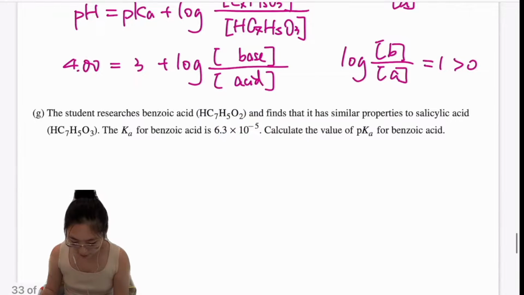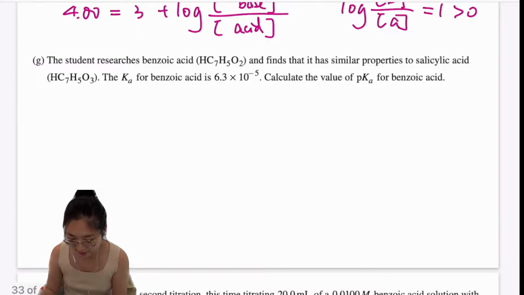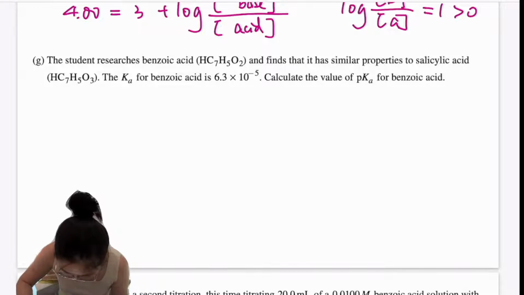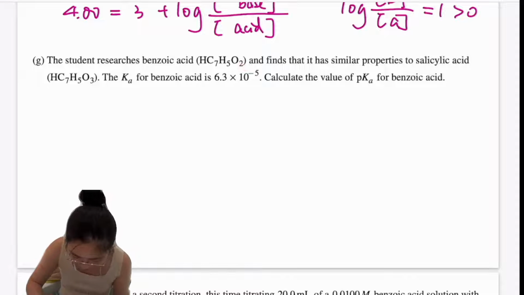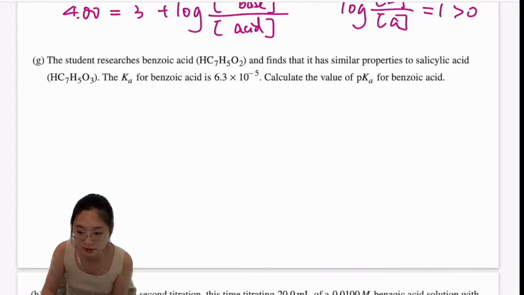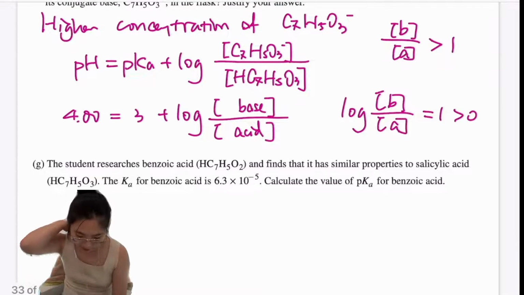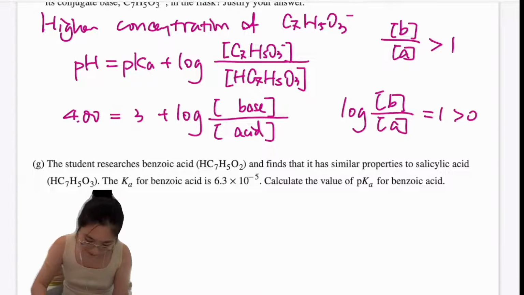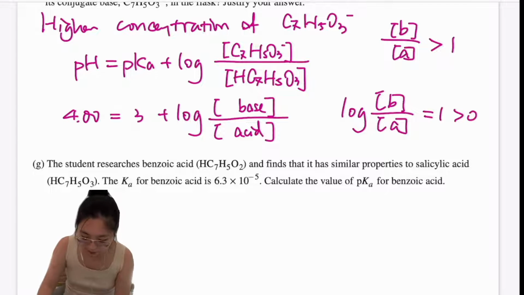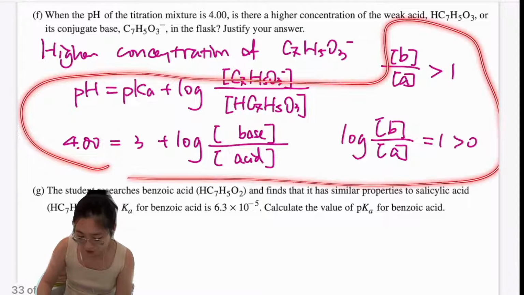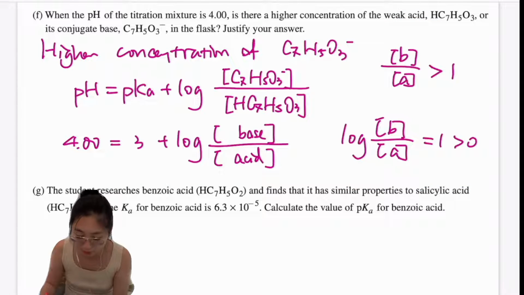Okay, next. The student researches benzoic acid and finds that it has similar properties to salicylic acid. One is HC7H5O2, the other one is HC7H5O3. So salicylic acid has exactly one more oxygen. Can I justify it without using the equation? Oh, yes, that works, comparing the pH and pKa value. So you're just going to explain what I just justified using your own words without using the equation.